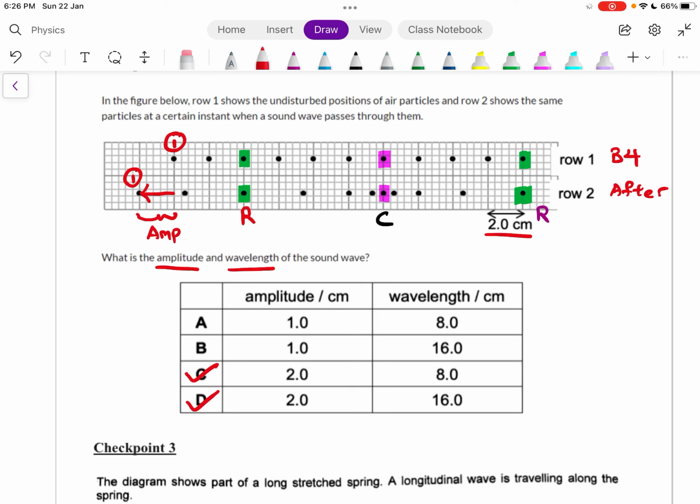After that, let's determine the wavelength. Wavelength is from one rarefaction to the other rarefaction, so from here to here. Roughly there is 1, 2, 3, 4, 5, 6, 7, 8, so 8 boxes. 8 multiplied by 2 centimeter will be 16 centimeter. So the answer will be D for Denmark again.